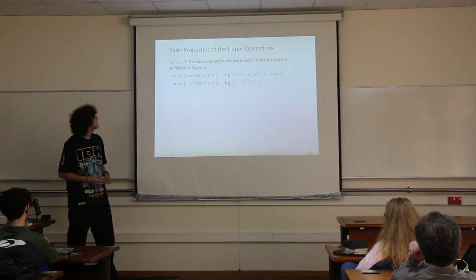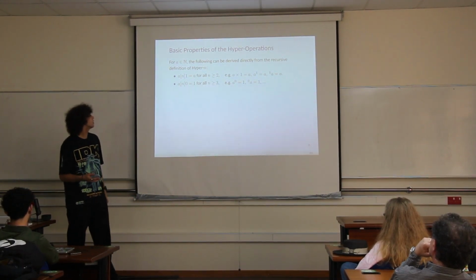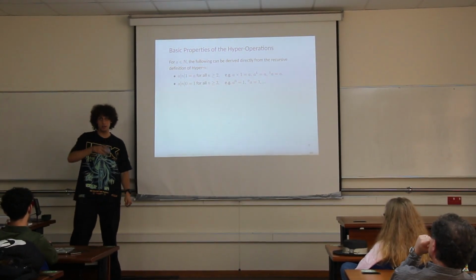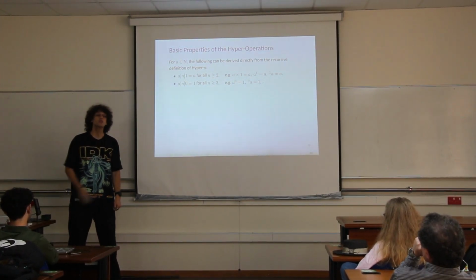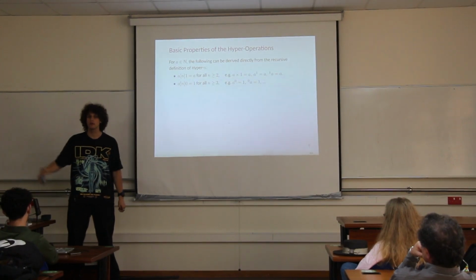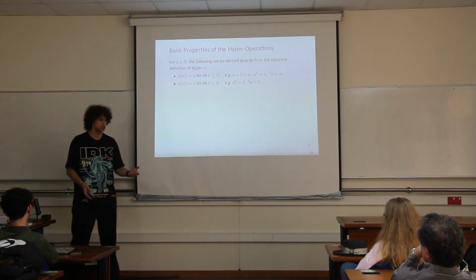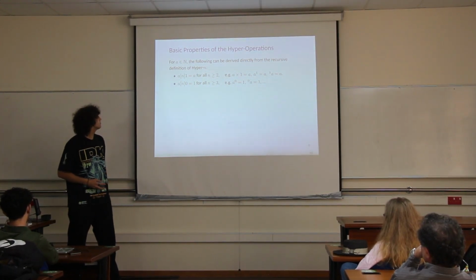Another key property is that a height n of 0 is equal to 1 for all n greater than or equal to 3, right? I mean, think about it. Exponentiation, you take a and you raise it to the power of 0. We all know that's equal to 1. Well, this happens to be true also for tetration, pentation, so on and so forth. It's not true for multiplication and addition, of course, but this is something to keep in mind.